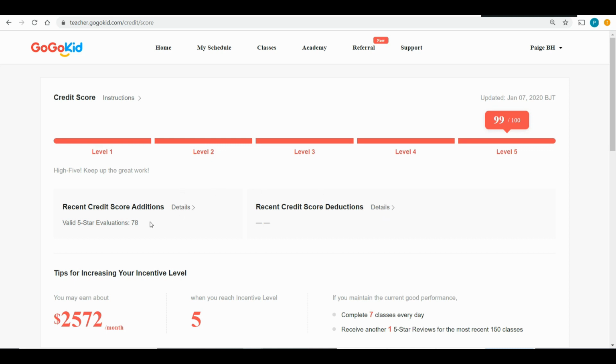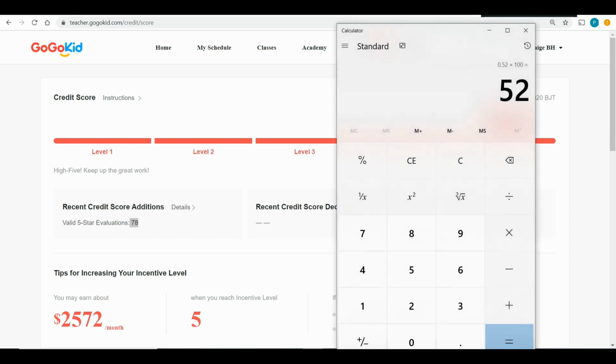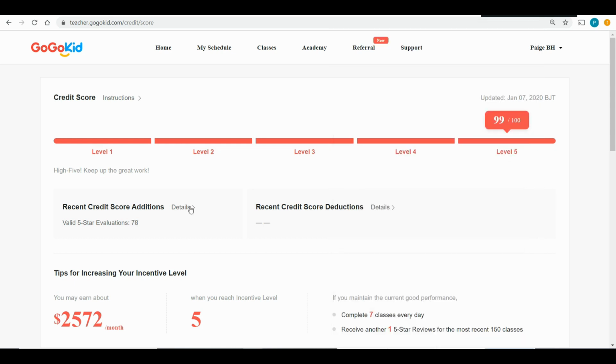So you can go into your evaluations and figure out how many 5-star evaluations you have received for your most recent classes, your most recent 150 classes. That's what matters. So whatever you have here, you can take it and put it out of 150. So 78 divided by 150, and then you get your decimal, multiplied by 100, and that is your feedback percentage for your number of courses like you just had.